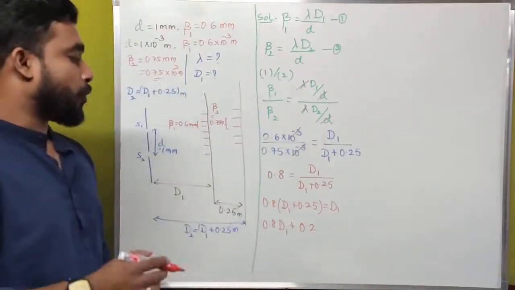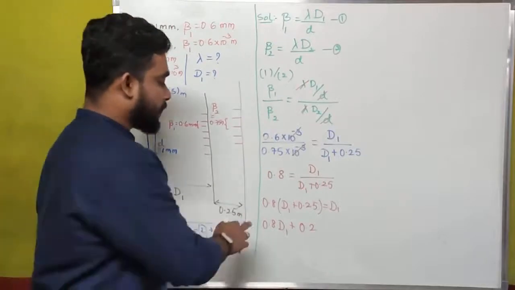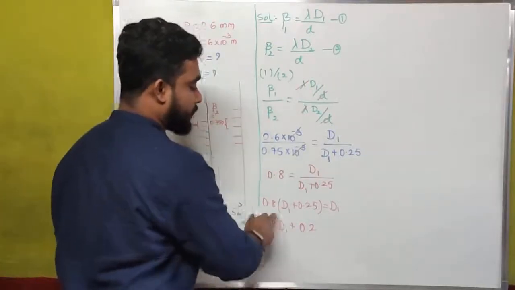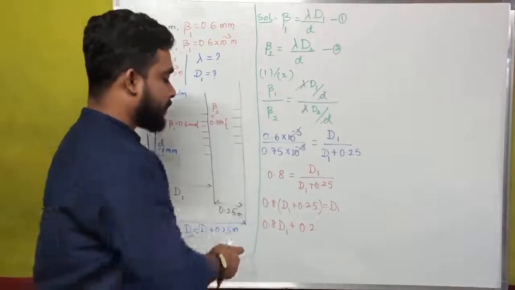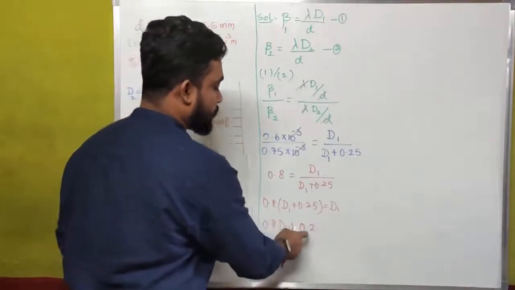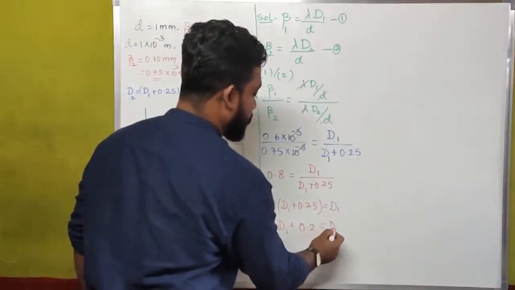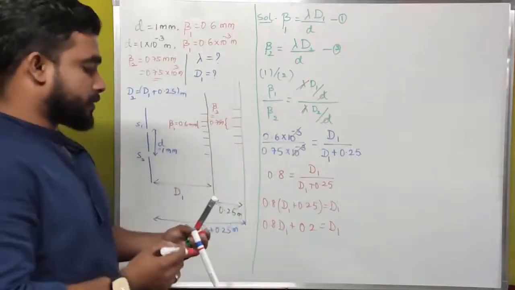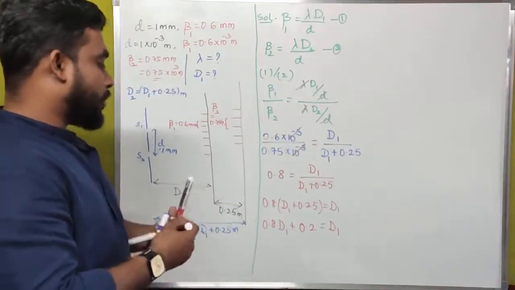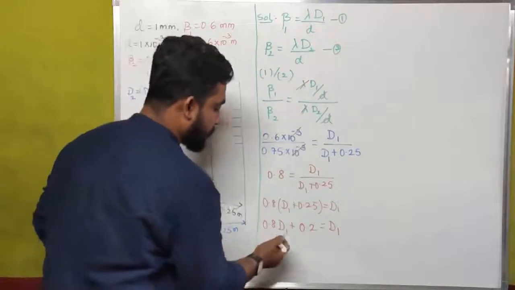0.25 into 0.8 is equal to how much? That is 0.2. If you have a calculator, you can calculate that. 0.8 into 0.25 is equal to 0.2. This is equal to D1. Here what we have got is D1 is equal to 0.8 D1 plus 0.2.